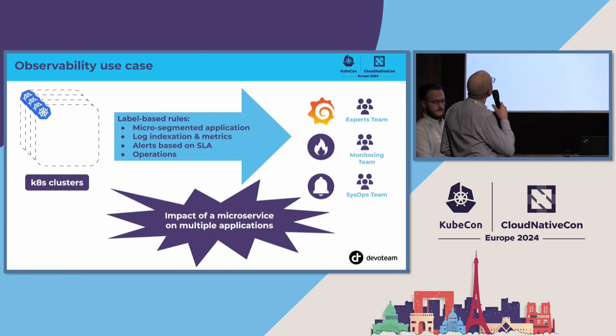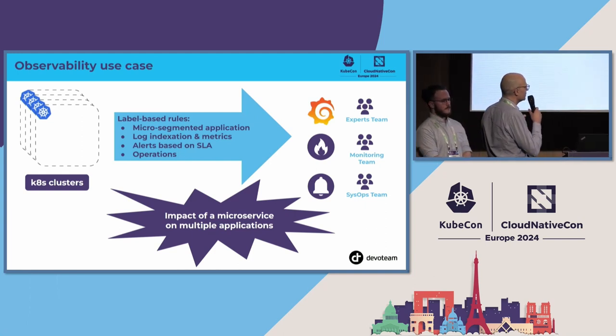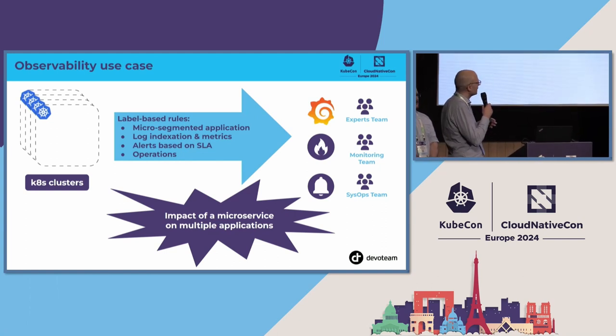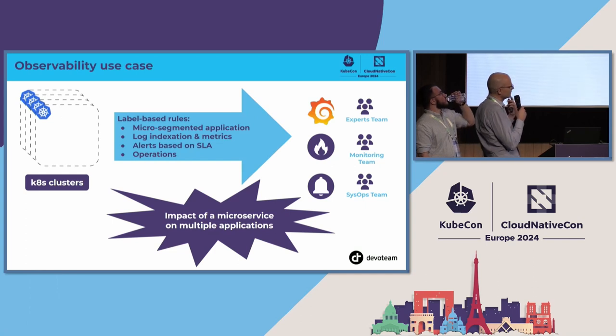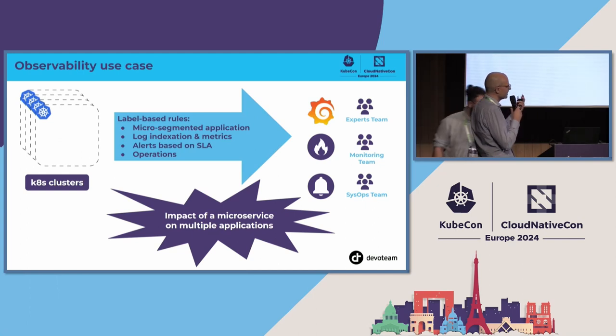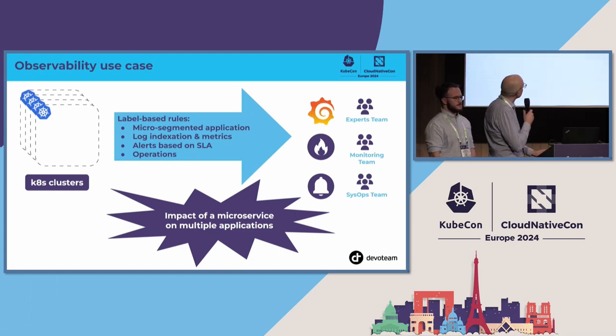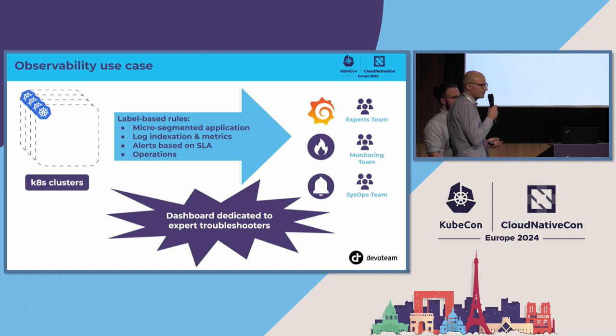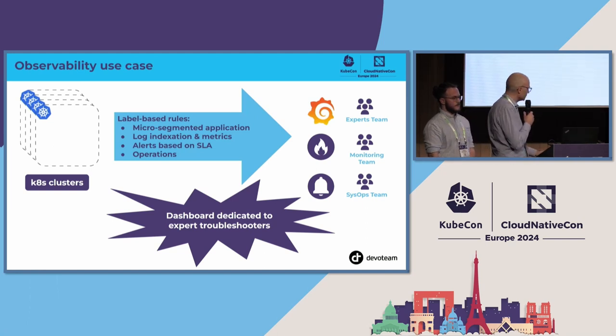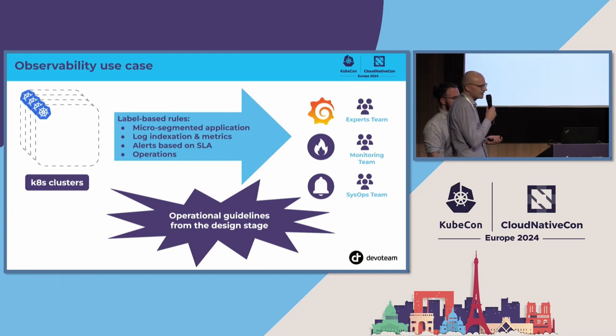The next use case is for observability. You have sometimes applications decomposed into multiple microservices, and probably microservices are shared between two applications. So in this case, it's a good way to label your pods to see which applications consume this microservice, to see the impact of an outage. So you can use it in log indexation and make dedicated dashboards for troubleshooting. And you can also manage your SLA at the design stage and see if you have a discrepancy between microservices.